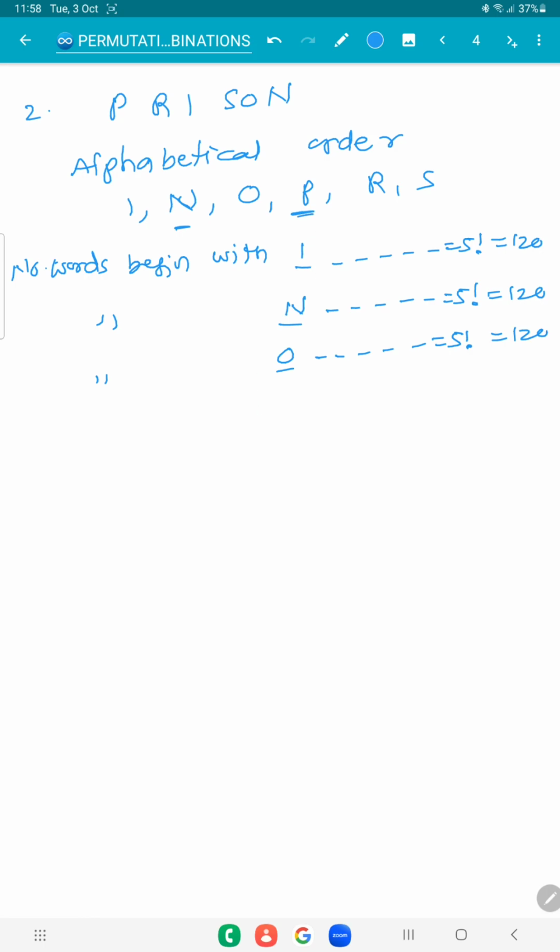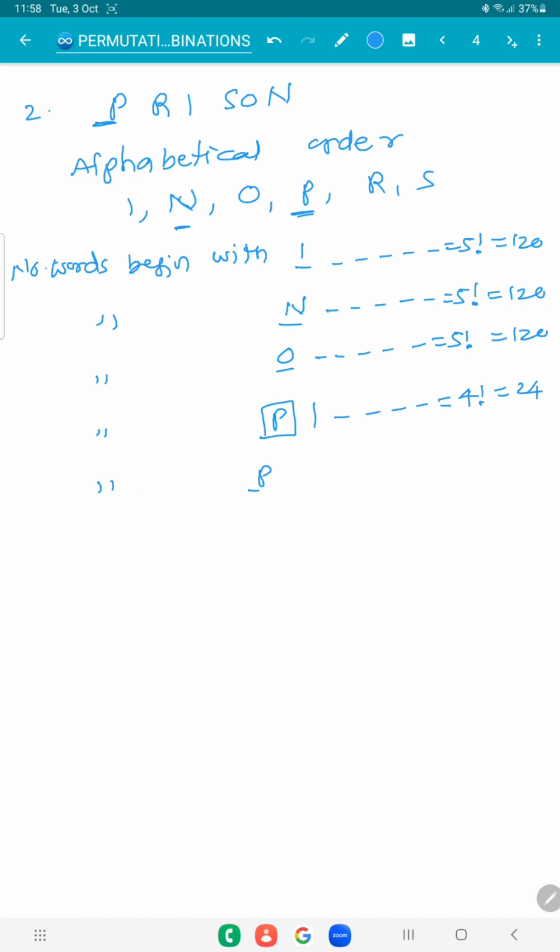After that P is there. So, but we need P. Number of words that begin with P is locked here. Come forward, I: 1, 2, 3, 4. That is equal to 4 factorial. That is equal to 24.